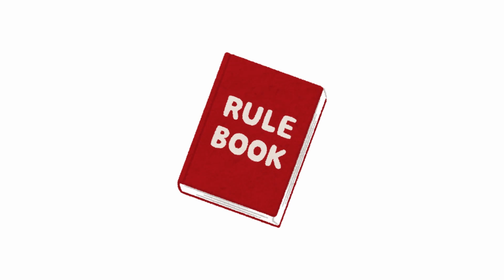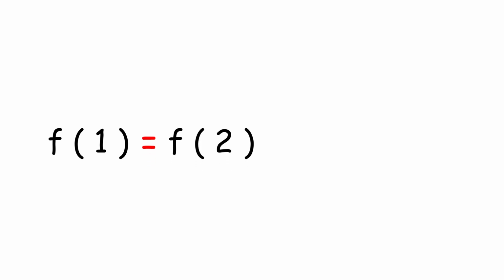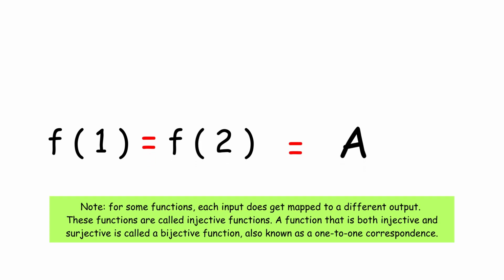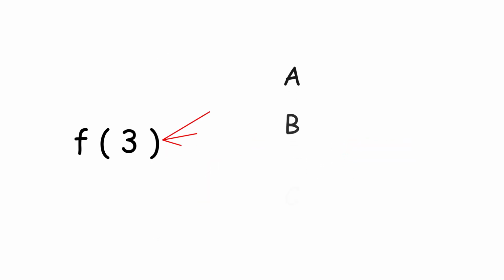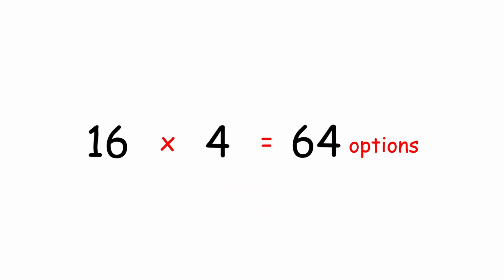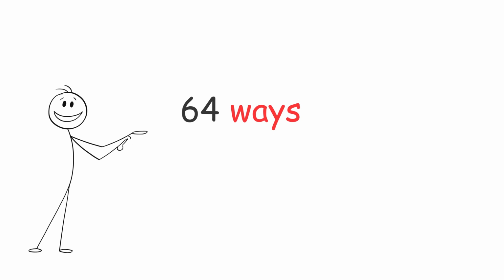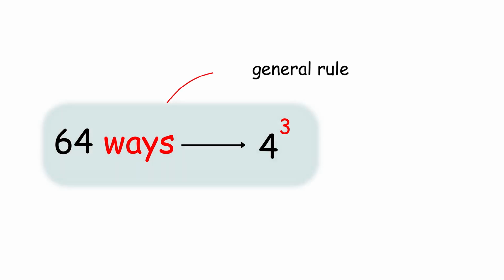Note that there's no rule forcing us to choose different outputs for each input. So, for example, we could let both f of 1 and f of 2 be equal to a at the same time. When we multiply the 4 options for f of 1 by the 4 options for f of 2, we end up with 16 options. Then there are once again 4 options for f of 3, and 16 times 4 equals 64. So there are a total of 64 ways that we can define the function f, which is equal to 4 cubed.